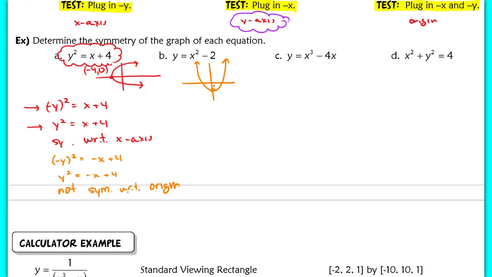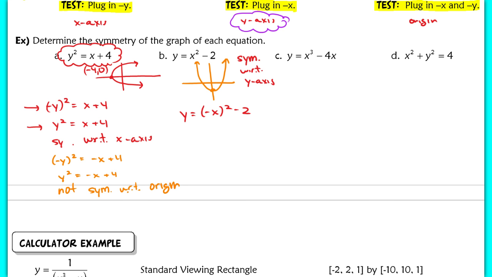So let's verify that this is definitely symmetric with respect to the y-axis. We're going to plug in negative x here. When we do that and we simplify, we end up with y is equal to x squared minus 2, definitely the original equation. So now we can see that this has symmetry about the y-axis. So it's symmetric with respect to the y-axis.